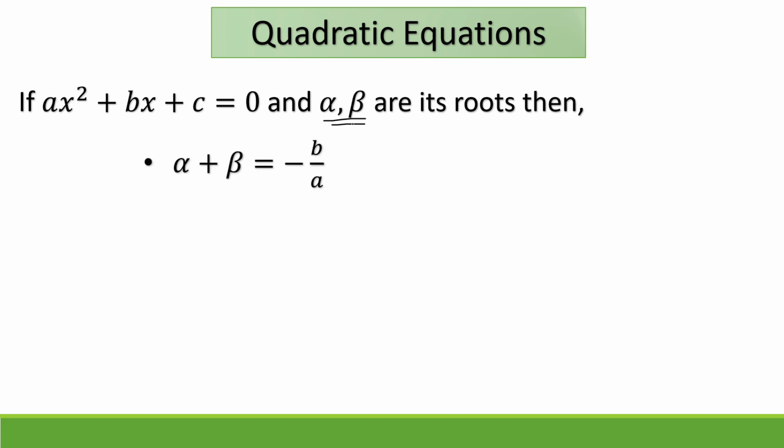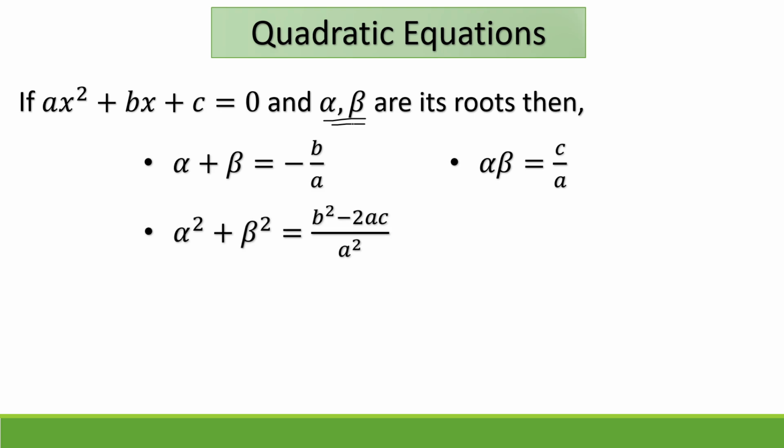First of all, the sum of the roots is minus b by a. The product of the roots is c by a. Sum of the squares of the roots is b square minus 2ac upon a square. And 1 upon alpha plus 1 upon beta, that is the sum of the reciprocals of the roots, is minus b by c. You can find any combination of alpha and beta in symmetric polynomials using these properties only.